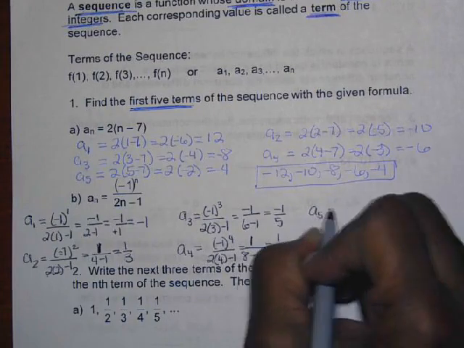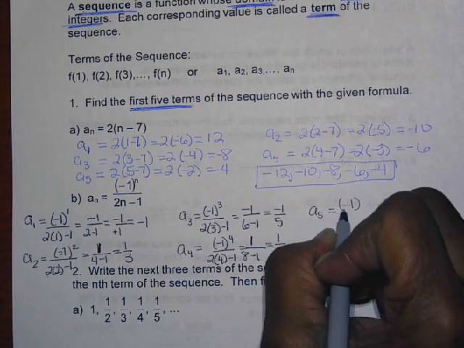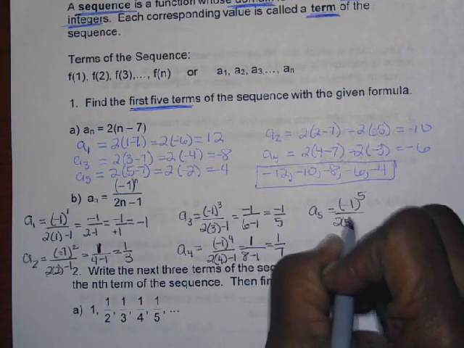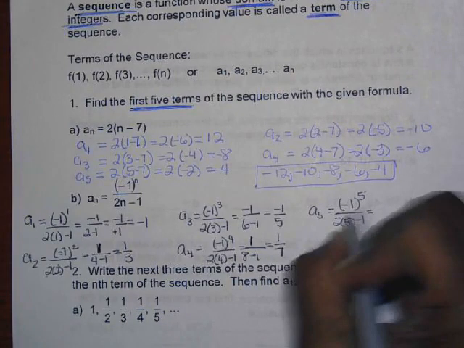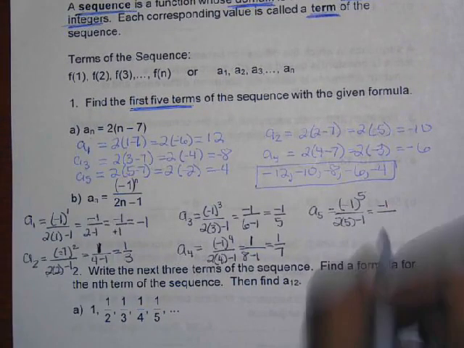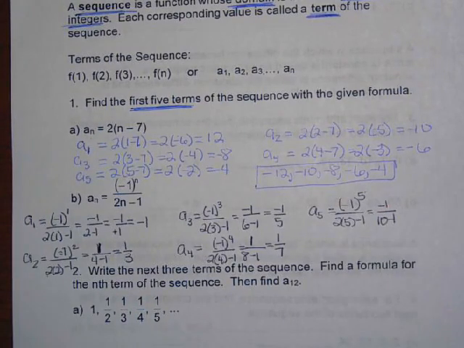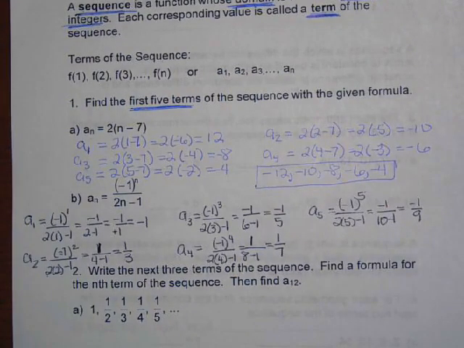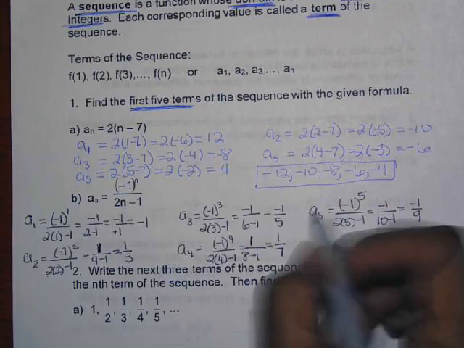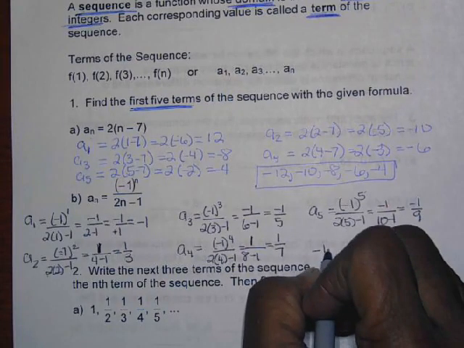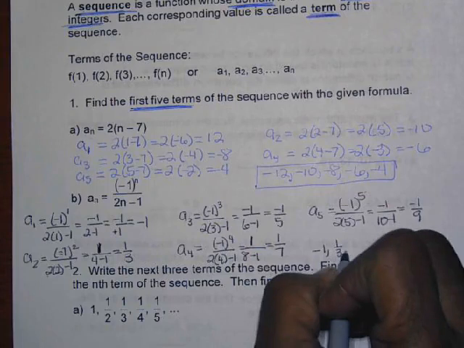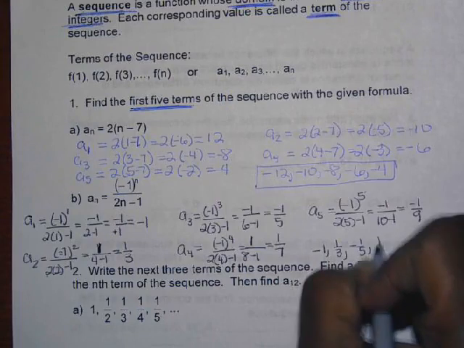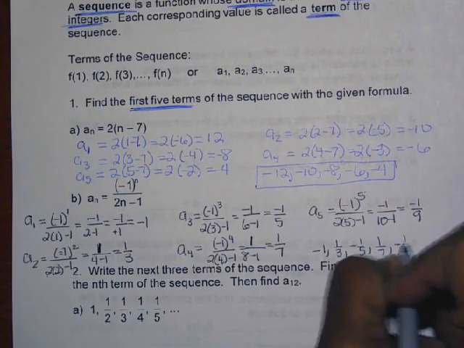A sub 5, negative 1 to the 5th power over 2 times 5 minus 1. That equals negative 1 over 10 minus 1, negative 1 over 9. Next 5 terms: negative 1, 1/3, negative 1/5, 1/7, negative 1/9.